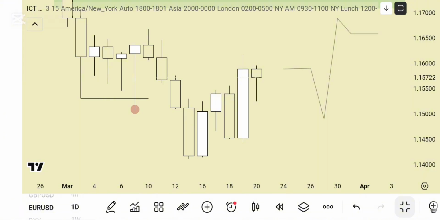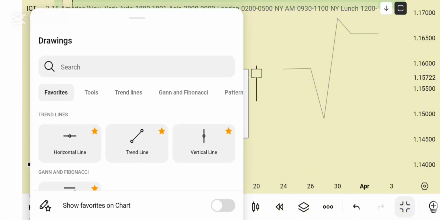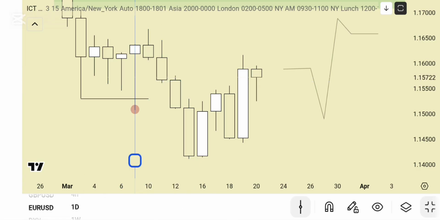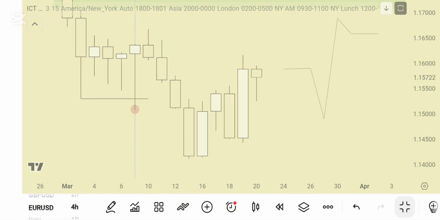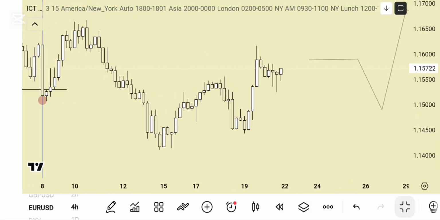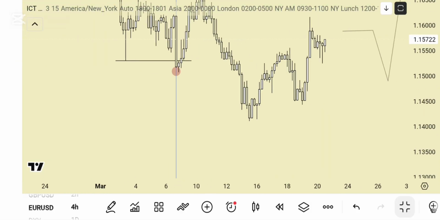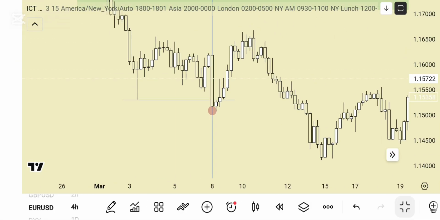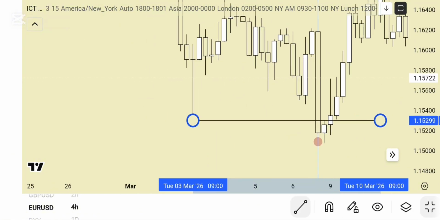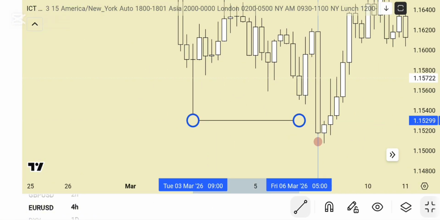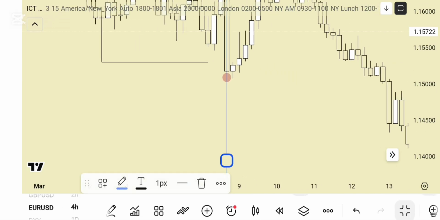Let me mark the open. There must be a sponsor. Okay, let me mark the open. Let's move to the 4-hour. Okay, now this is the 4-hour time frame. You can see that price opened into the low. Open low, 4-hour CRT. Remember, open low 4-hour CRT, right?